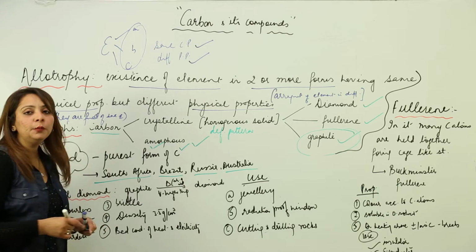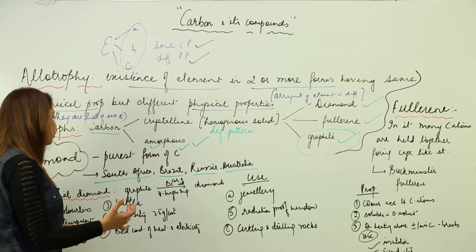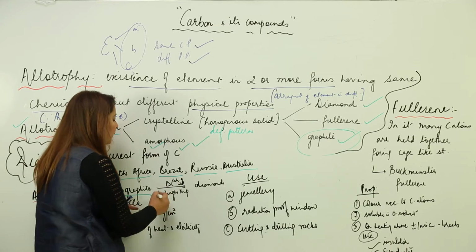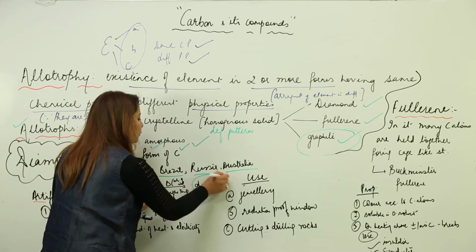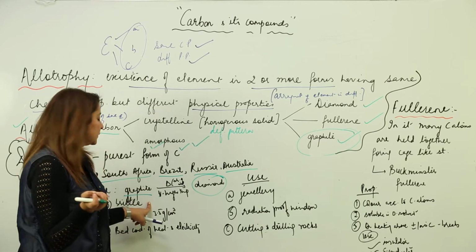So, we can also prepare it artificially, by how? By subjecting graphite to a very high temperature. So, when we take graphite, we heat it in the absence of air at very high temperature, it gets converted into diamond, but the diamond obtained here is in the form of very small crystals.